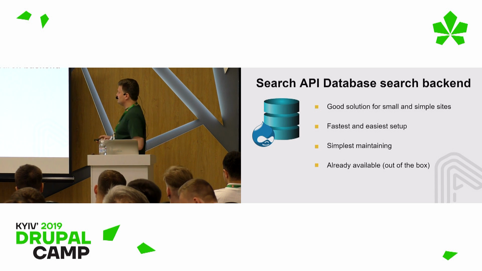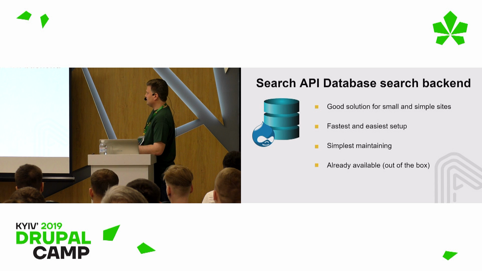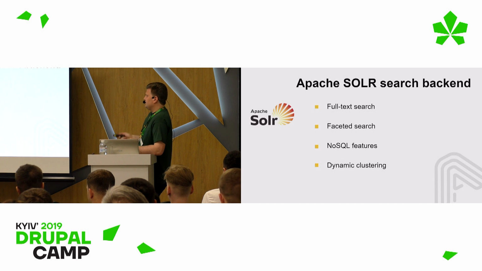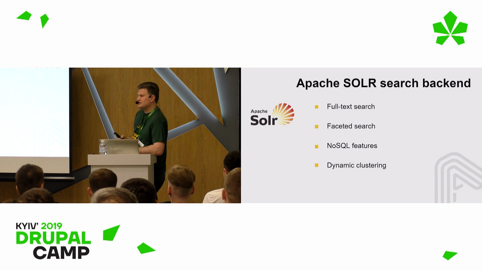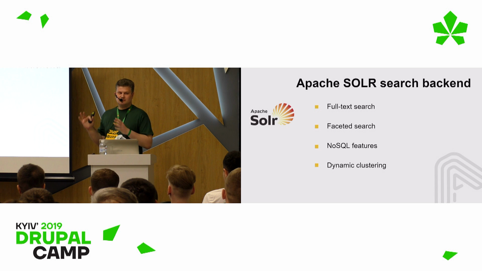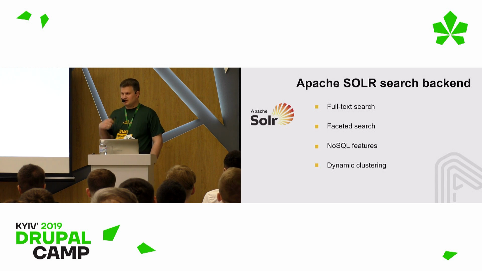Also, we can see another search backend. It's Apache Solr. The key features of this search backend are full text search, availability of very powerful faceted search, NoSQL features because it's NoSQL, and it already has an ability for dynamic clustering.